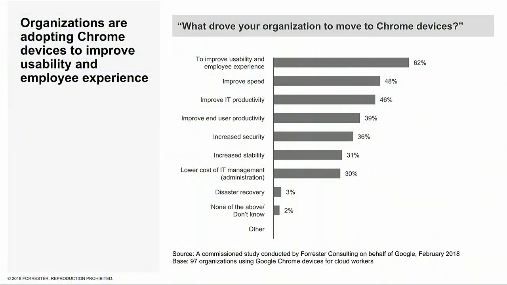So one last question. What drives these organizations to move to Chrome devices? Why are they adopting Chrome devices? Number 1 on the list was improving usability and employee experience. Number 2, improving speed, improving IT productivity, and improving end user productivity. So as we talk about the results of these studies, keep this in mind, because this is what we've seen throughout the Google Chrome Enterprise and the reasons that organizations are adopting Chrome devices.